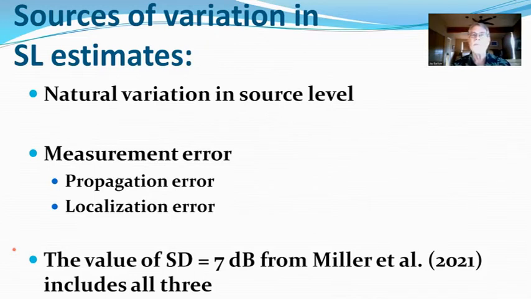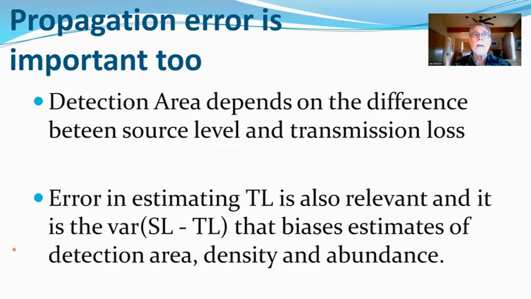There are different sources of variation in source level. Natural variation in source level at the animal level, but there can also be measurement error, since these are estimates, propagation error, and localization error in making the source level estimates. The value of standard deviation equals 7 dB from Brian Miller's study includes all three sources of variation shown here. So they're not all natural variation in source level, but that's not the only thing that really matters. Propagation error is also important.